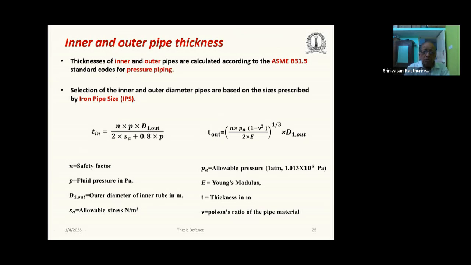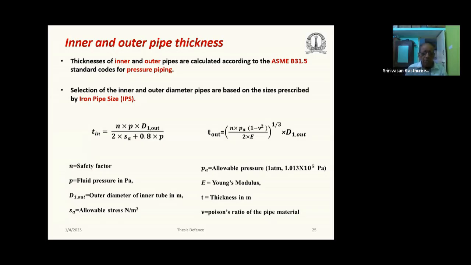Now we must find out what should be its wall thickness. Pipe dimension is fixed. The wall thickness has to be calculated both for the inner line and for the outer pipe. The inner pipe is the pipe which is carrying the cryogenic fluid. The outer pipe is serving as a vacuum jacket. First of all, these pipes are selected based on iron pipe size, which is IPS. Both the inner and outer pipe diameters are to be selected based on the sizes prescribed in IPS, because these are the standard pipes which are available, and you have to select the pipes based on this.